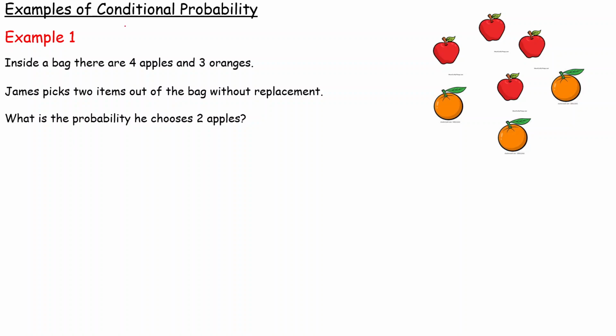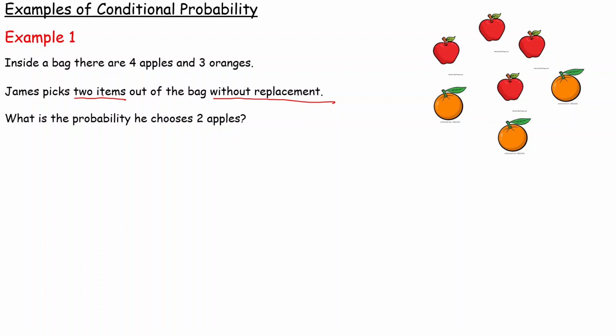Okay, example 1. Inside a bag, there are 4 apples and 3 oranges, which we can see over here. And James picks 2 items out of the bag without replacement, and that's a really, really important part of this question. Without replacement means he will take a bit of fruit and he doesn't replace it. So what is the probability he chooses 2 apples? Well, let's go and draw up a tree diagram.